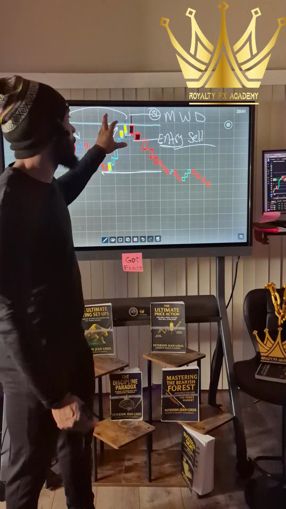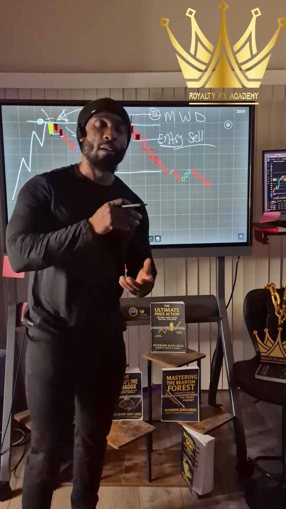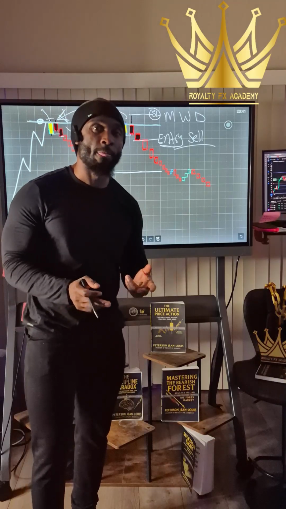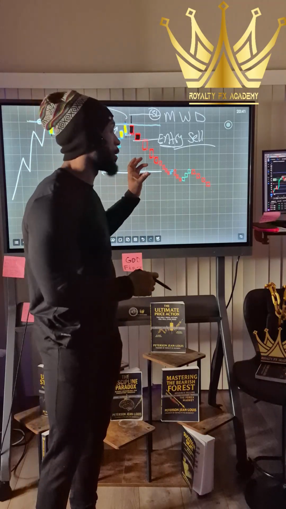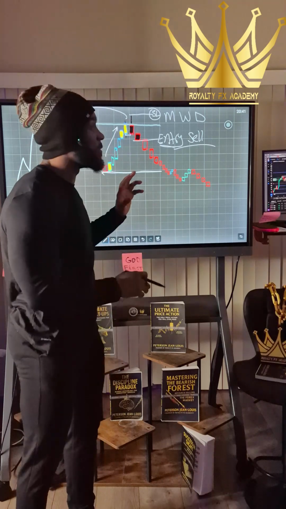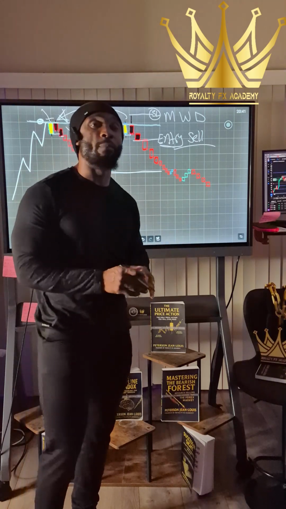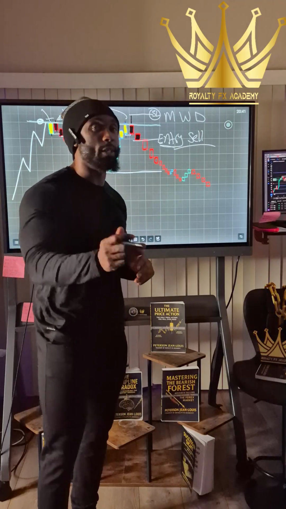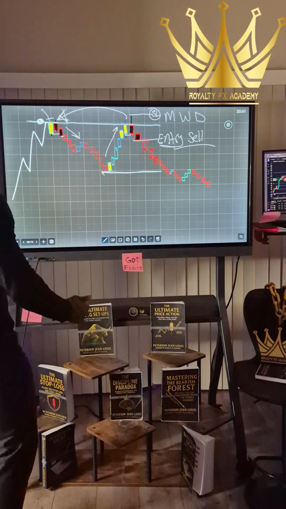Remember, the setup itself is based off either the monthly, the weekly, or the daily. Okay. So once you pull the trigger in the 4 hour time frame, taking your 4 hour bullish or, in this case, bearish engulfing, you want to go back to the higher time frame to target your proper TP. Okay. So take profit.